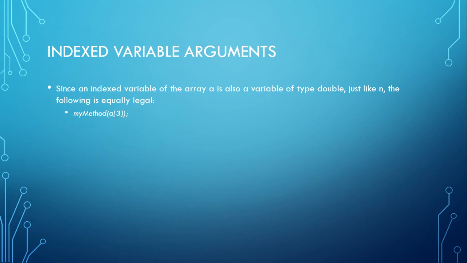Since the index variable of the array a is also a variable of type double, just like n, the following is equally legal: myMethod(a[3]).